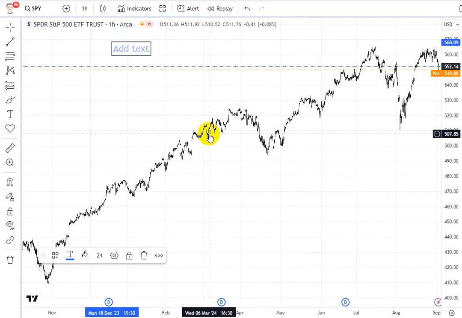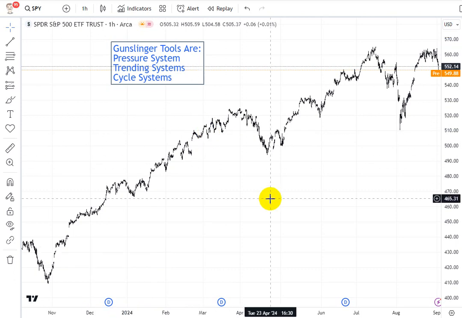trending system. So the Gunslinger tools are pressure system, trending systems, and cycle systems. So how does this work? Really, how does this work?